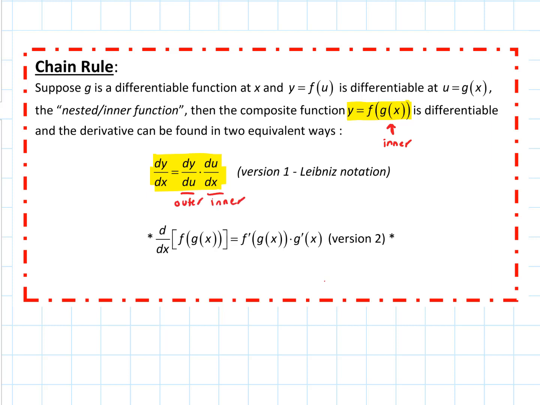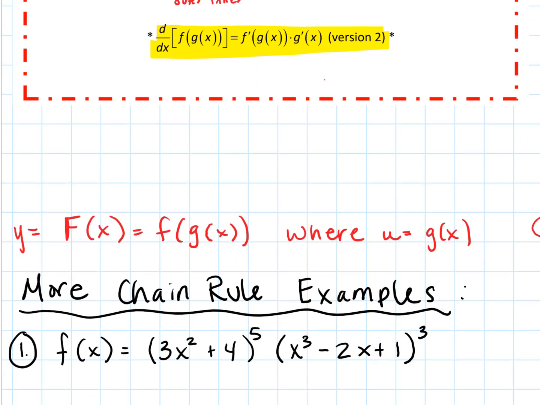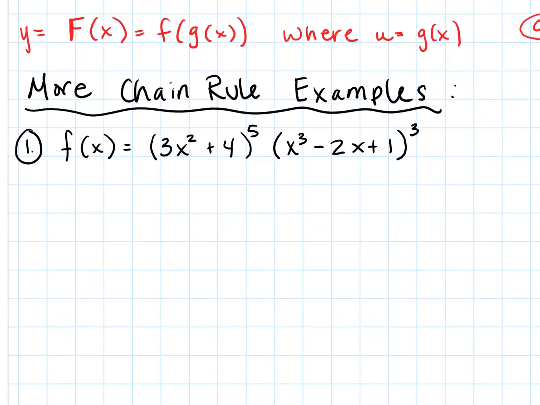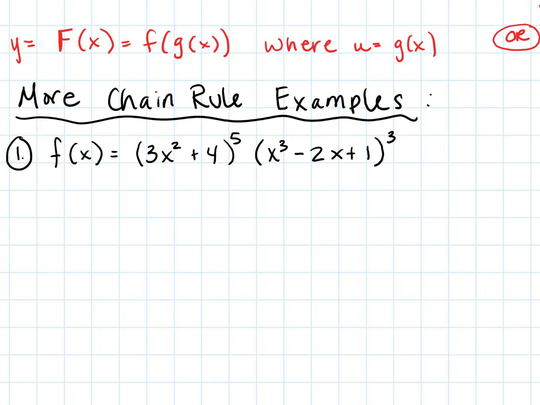Now, when we do take the derivative of the outer function, we are evaluating it at g of x, or what we call u. We also do define g of x as u. And so here's our other version. We can just say the derivative of that composition is f prime of g of x times g prime of x.